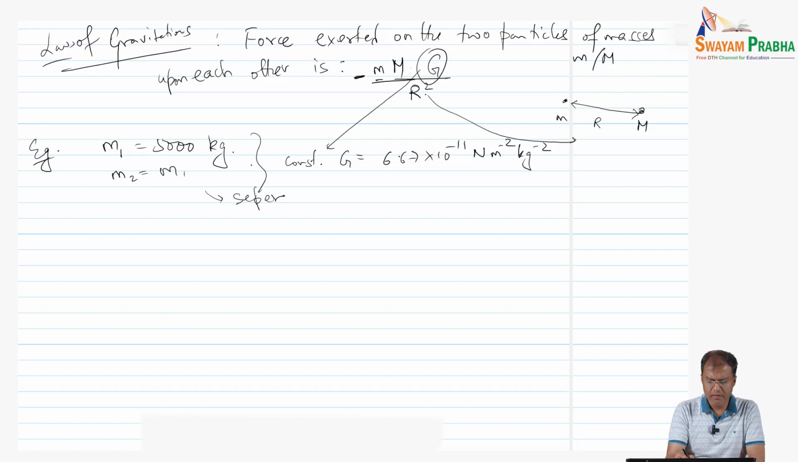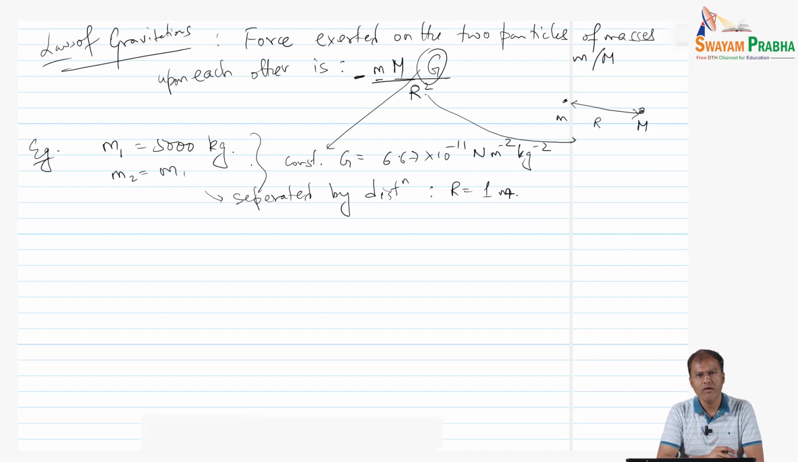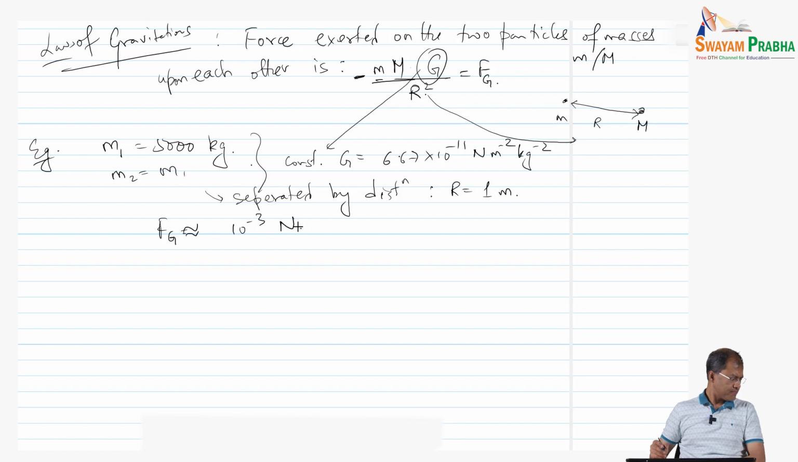And when we plug everything, let's say these masses are separated by a distance. We can keep a normal distance, let's say by a distance of 1 meter. So r is equal to 1 meter, right? Typically, this is the typical order of distances of the masses on Earth, right? So we see that if we find this gravitational force, let's say Fg, it comes out to be roughly equal to 10 to the power minus 3 Newton. So this is a minuscule force.